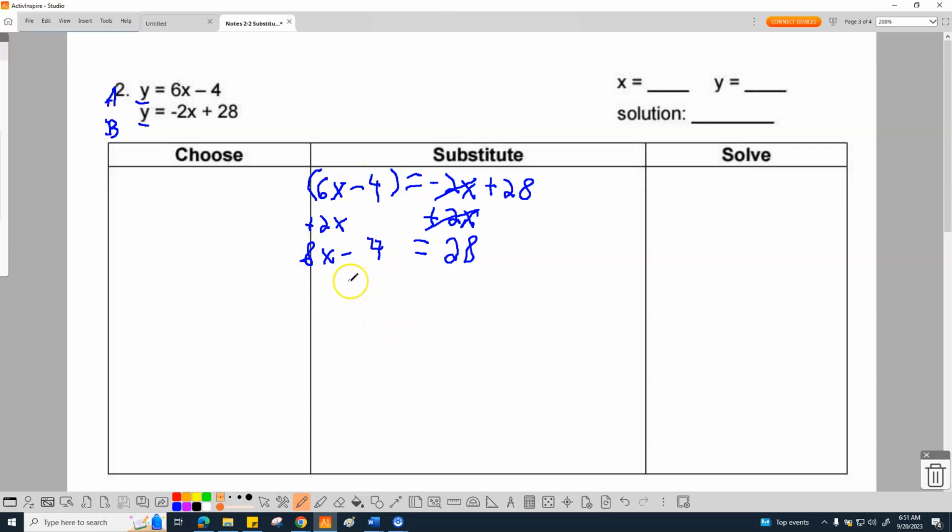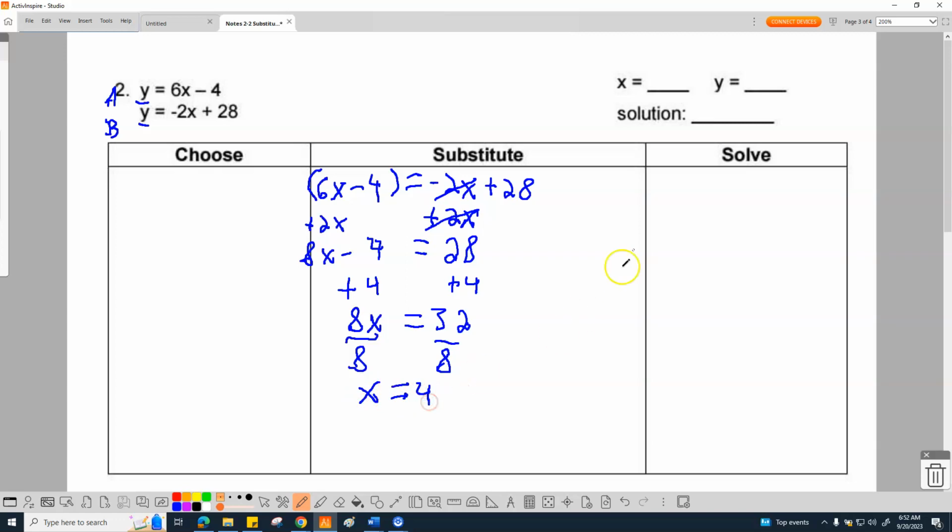Now I'm going to go ahead and add 4 to both sides. Yep, I see those ugly marks. I'm trying to get better with this writing. I think I'll get better as I go forward. 28 plus 4 is 32. Divide by 8 on both sides. Again, this is something y'all should be comfortable with by now. If you're not, I'm going to point you to tutorials. x equals 4.